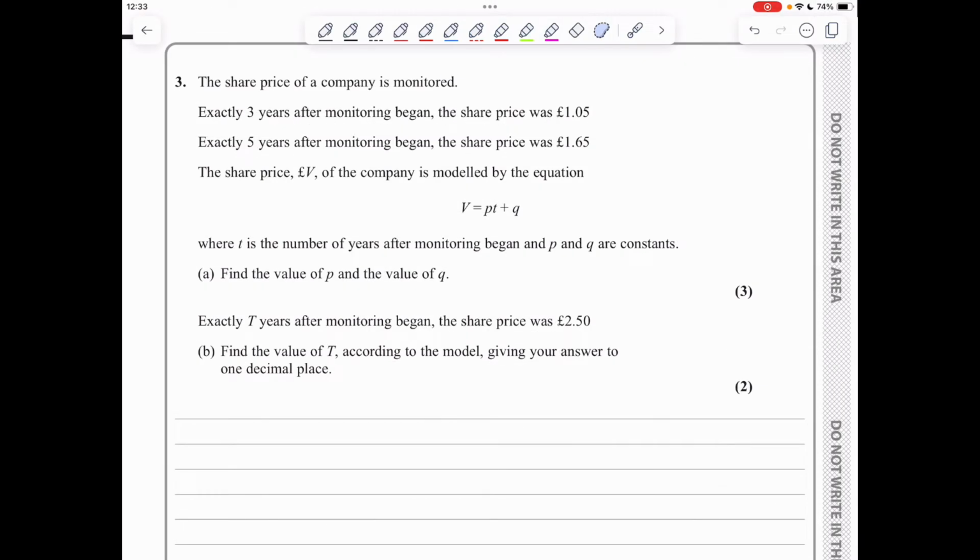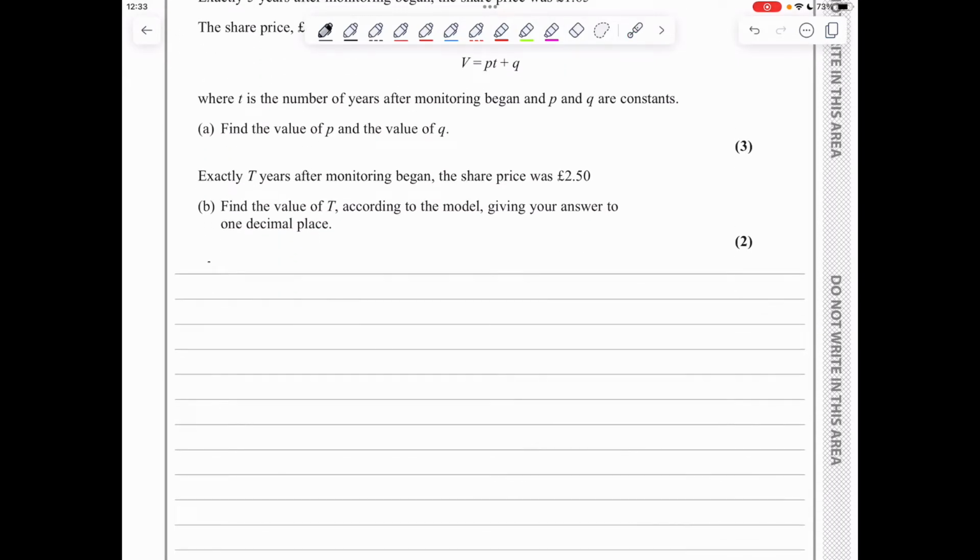In question 3, we've got the share price of a company being monitored. We've got the price exactly 3 years after the monitoring began, and then the price after 5 years. We are told that the share price V pounds can be modeled through this linear equation, where t is the number of years after the monitoring began, and we need to find the value of P and the value of Q. We are just dealing with simultaneous equations here.